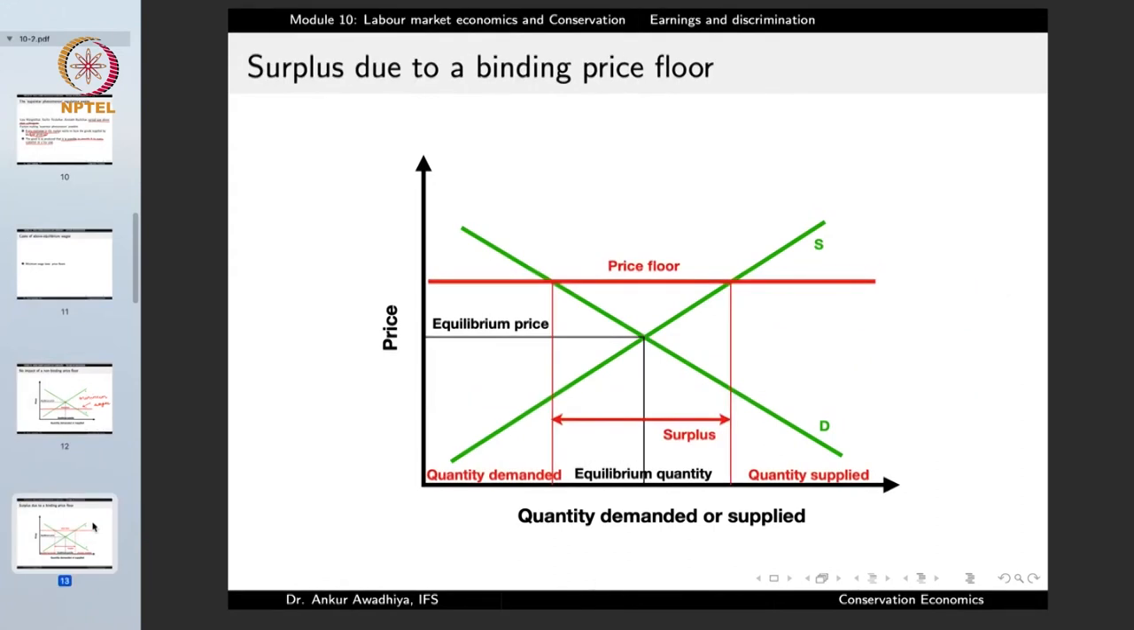But in case the minimum wage, which is shown by this red line, is more than the natural market equilibrium, that is shown by this point, so in that case there will be a difference between the quantity that is demanded at this price. So quantity demanded is given by this point where the demand curve is intersecting with the price floor curve, and the quantity that is supplied is given by this point where the supply curve is intersecting with the price curve. And in that case, we will have a quantity demanded that is less and a quantity supplied that is more, and we will start to observe a surplus in the market.